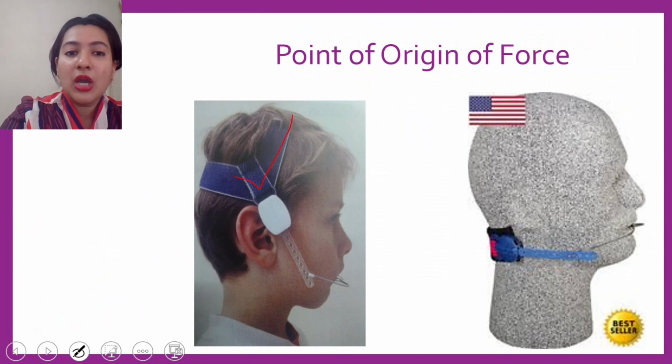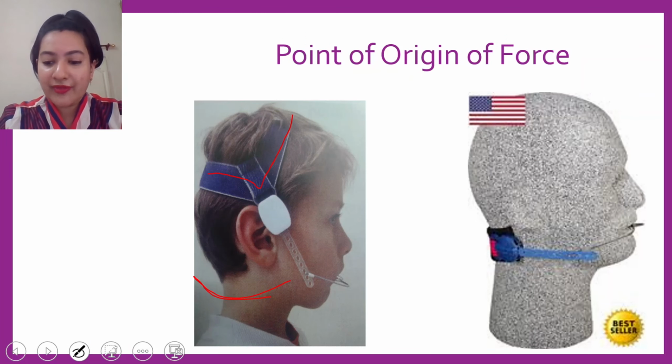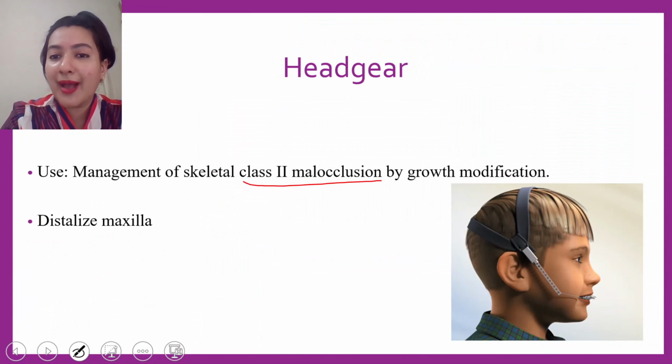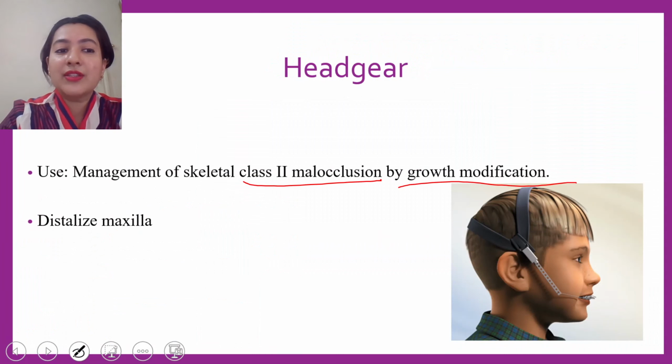It could be parietal, occipital, a neck strap could be added, or it could be in combinations. So these are all the different types of headgear. Headgear is used in correction of class 2 malocclusion by the procedure of growth modification. Okay, so it is used to distalize the maxilla.